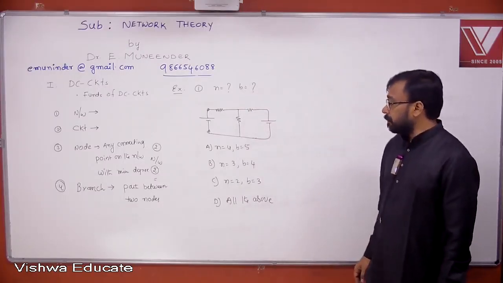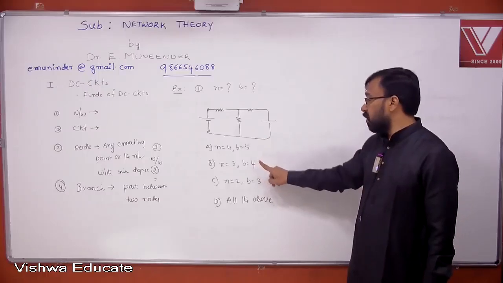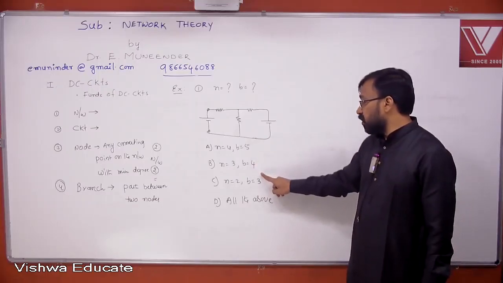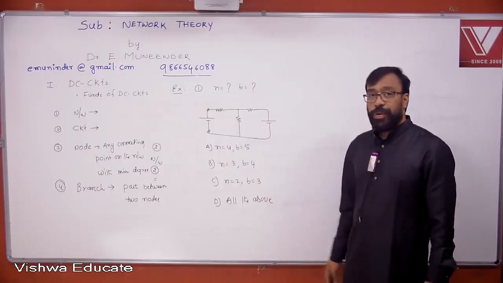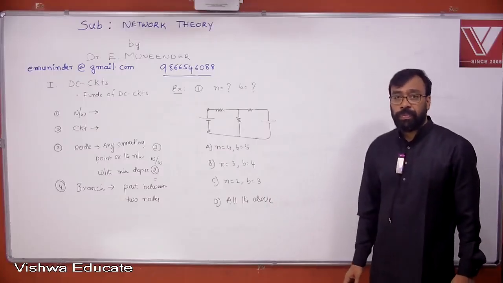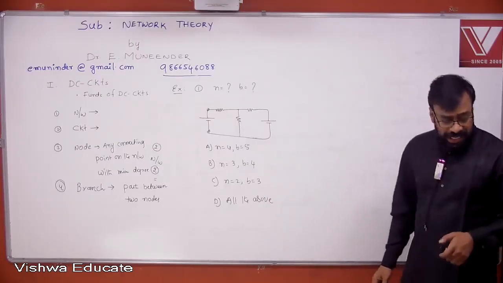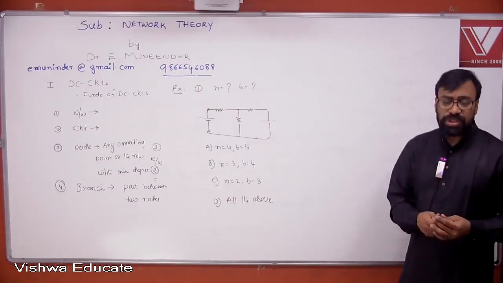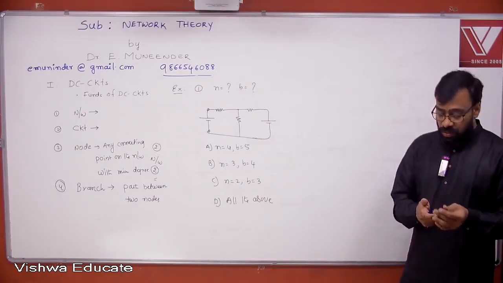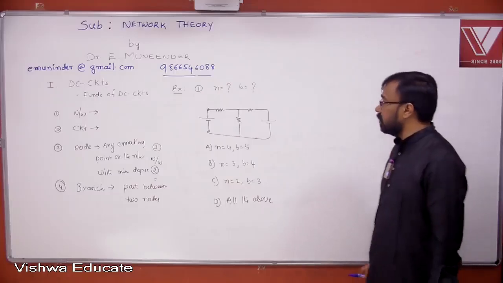Okay, note down first. N is equal to 4, B is equal to 5; N is equal to 3, B is equal to 4; N is equal to 2, B is equal to 3; all the above. Okay, how do you generally count the number of nodes and number of branches? How do you count? What is the procedure to count?